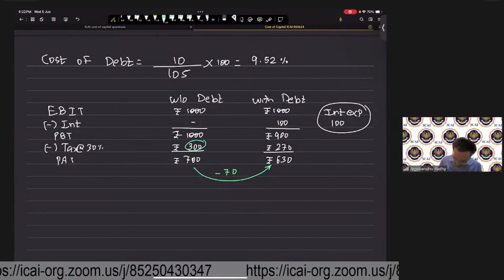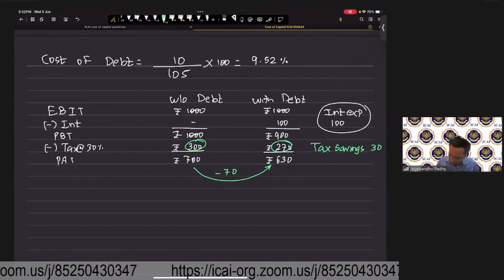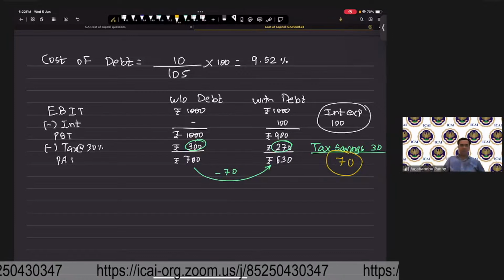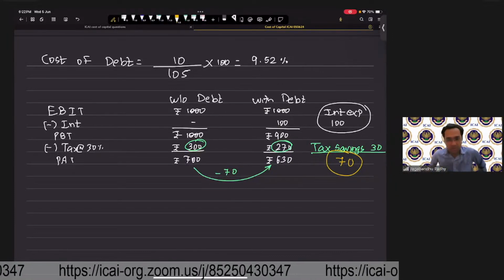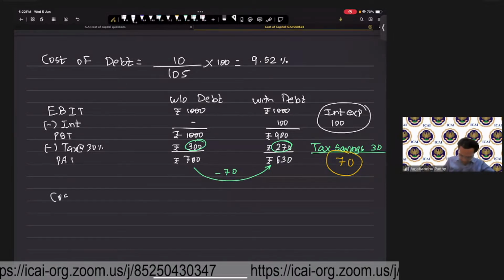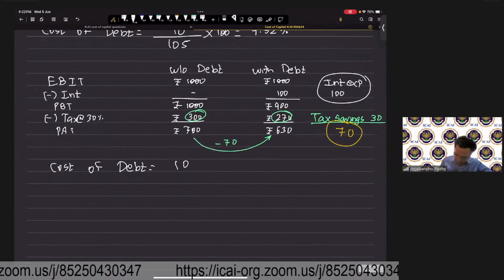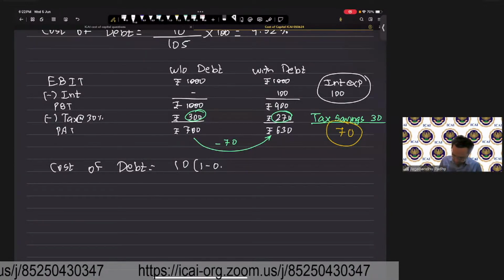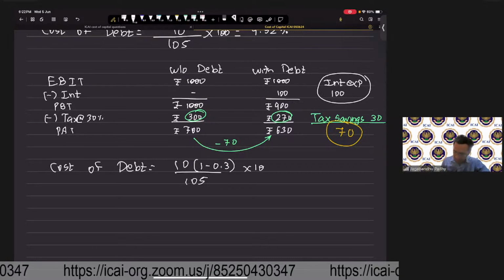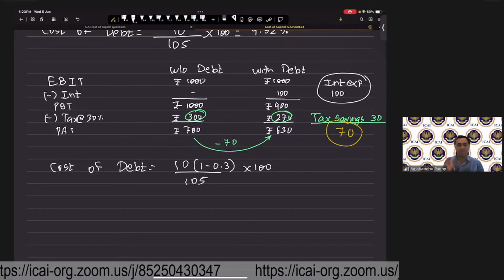But one notable fact is there is a tax saving of 30, and that gives you a net cost of 70. So whenever we have cost of debt, we are going to definitely consider this tax shield. My cost of debt is going to be 10, but we have to give the tax benefit out of it. So 10 into 1 minus 0.3, as 30% is the tax reduction, and then you divide it by 105. Always remember, whenever we are computing cost of debt, we are going to give the impact of this tax rate.